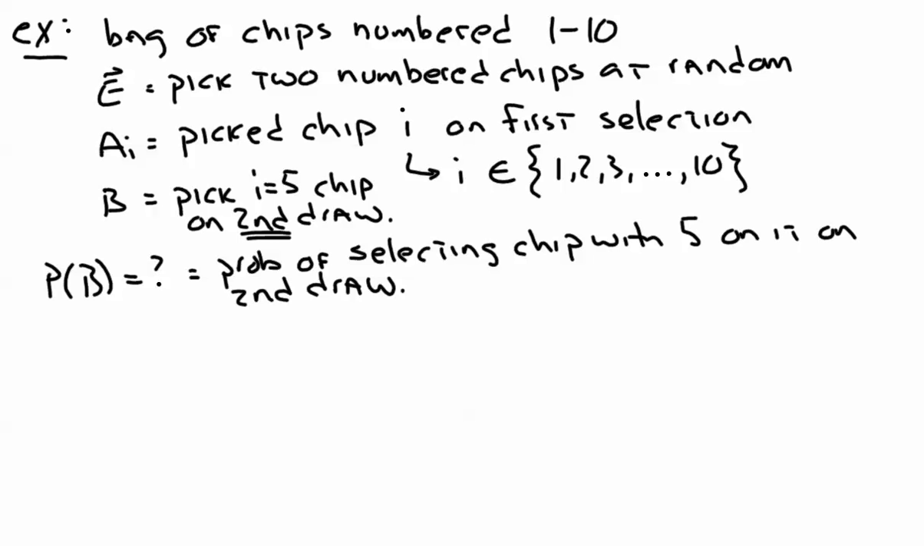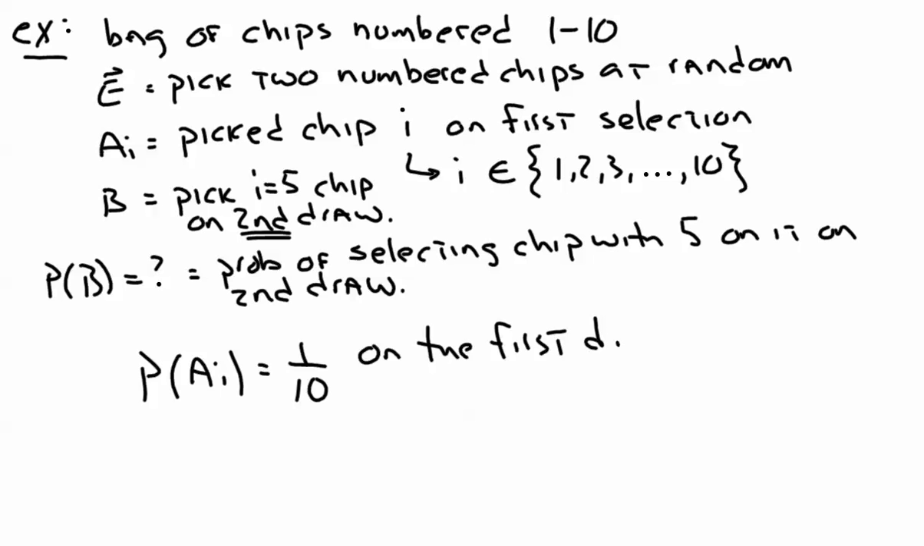So let's put this together. The probability of selecting chip I is 1/10 on the first draw for all I. It's 1/10 likely that you'll pull out any given chip on the first draw, no matter what the chip number might happen to be. I'm going to need a little bit more room, so let me go to a fresh page.